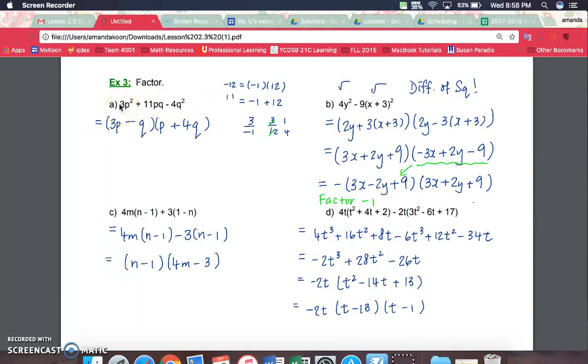So your product is 3 times negative 4, so the product is negative 12. The sum is 11. Find those two magic numbers. That will give you the right combo. So it turns out to be negative 1 and positive 12.